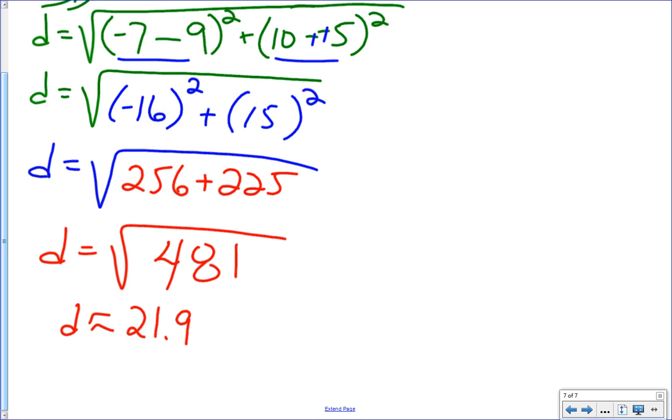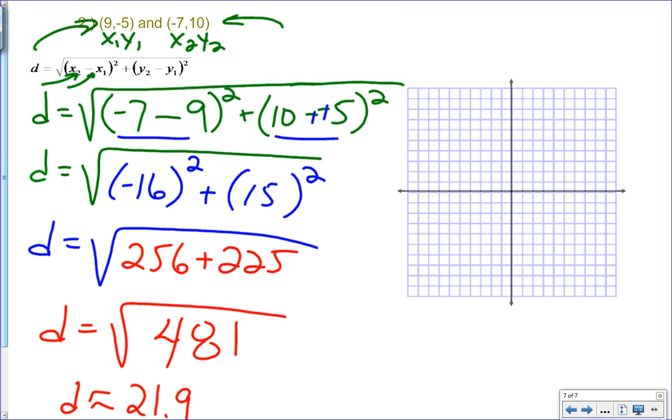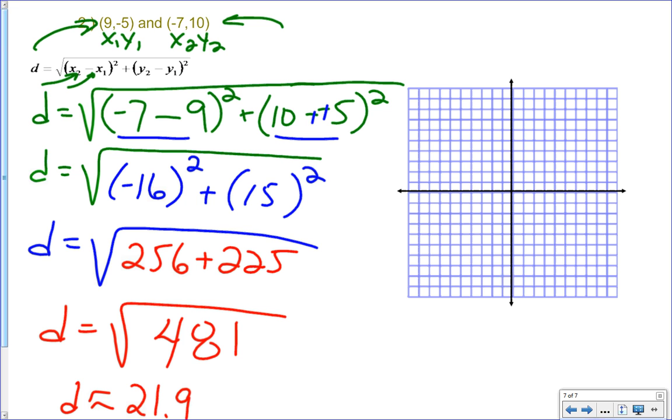So do you have any questions on that method? No? Okay. 9, negative 5: so 9, negative 1, 2, 3, 4, 5. Is 9, negative 5, way over there. Negative 7, 10, way up there.